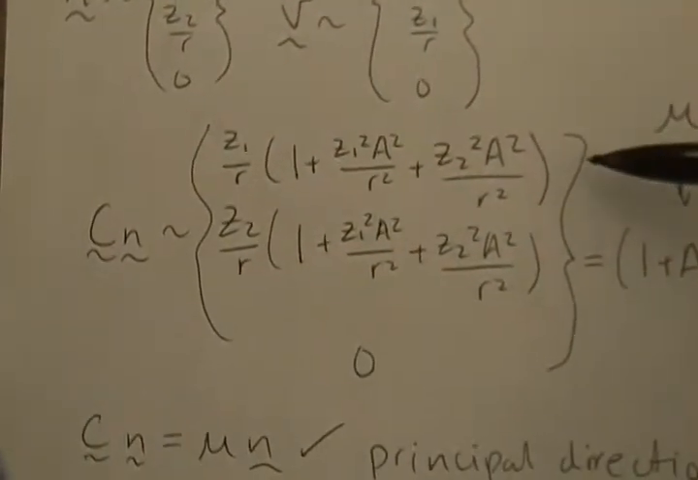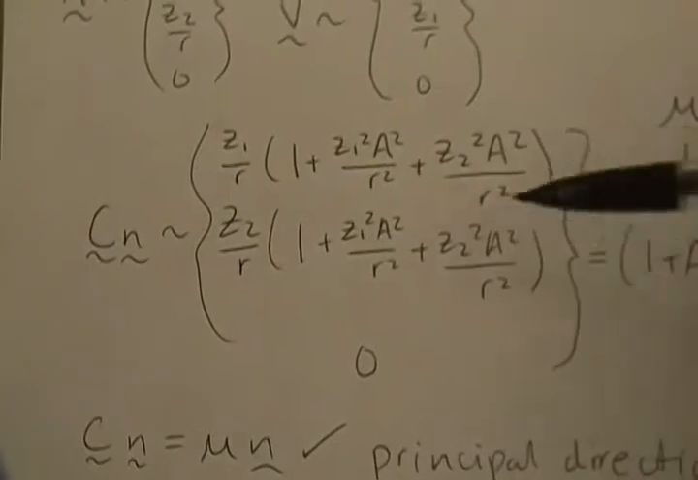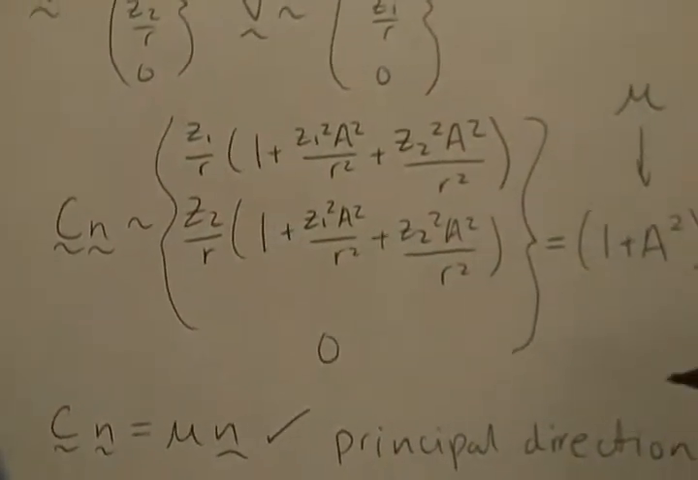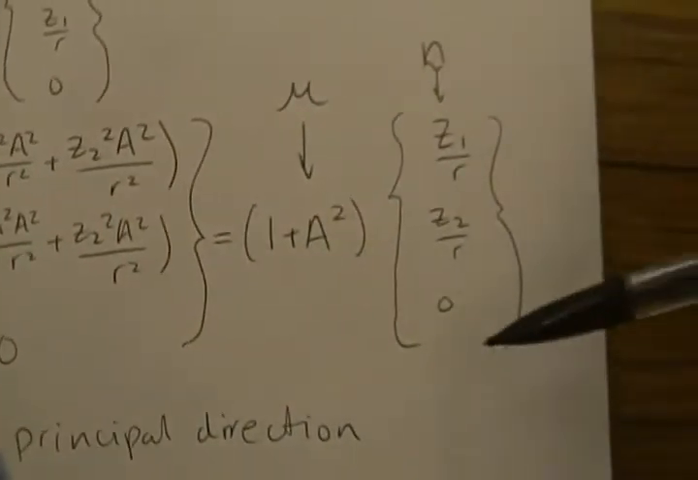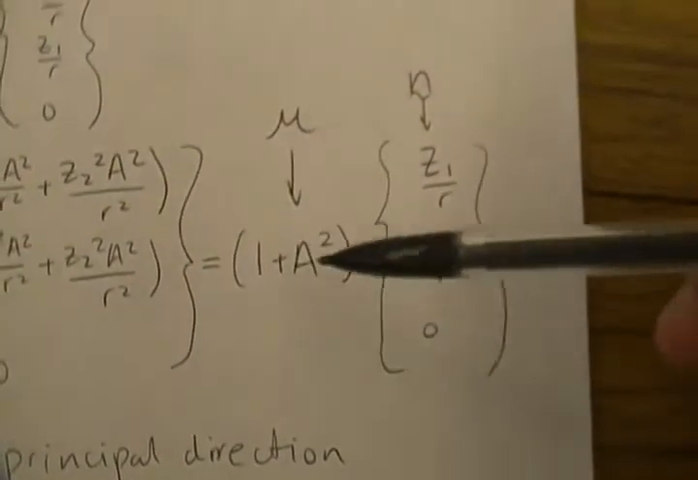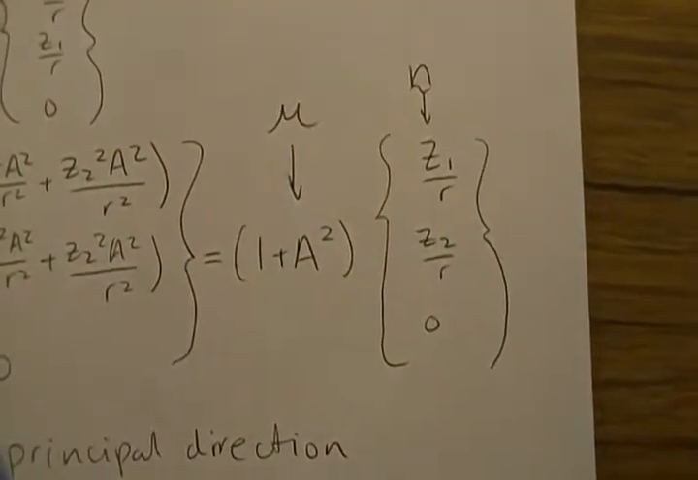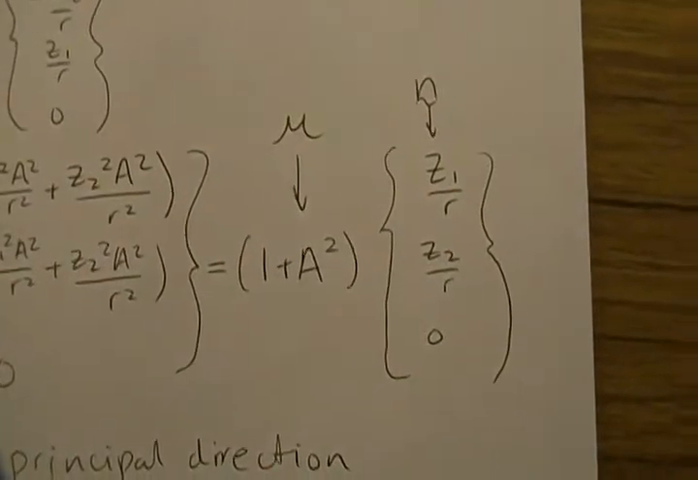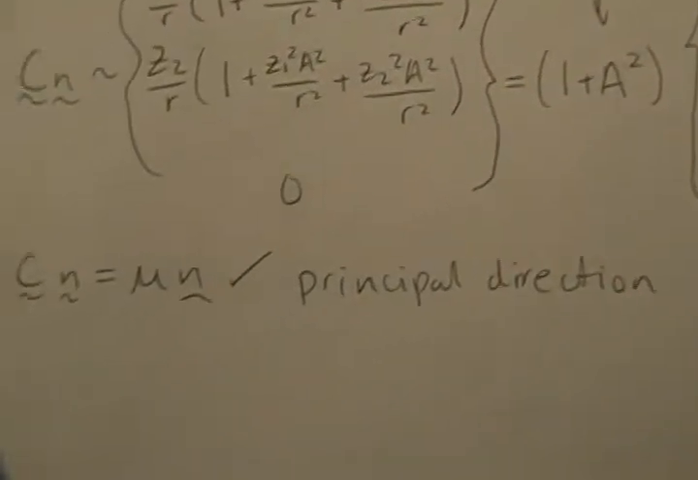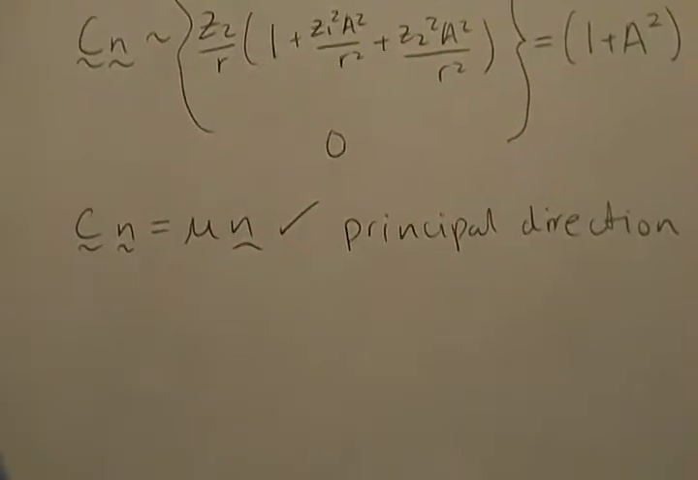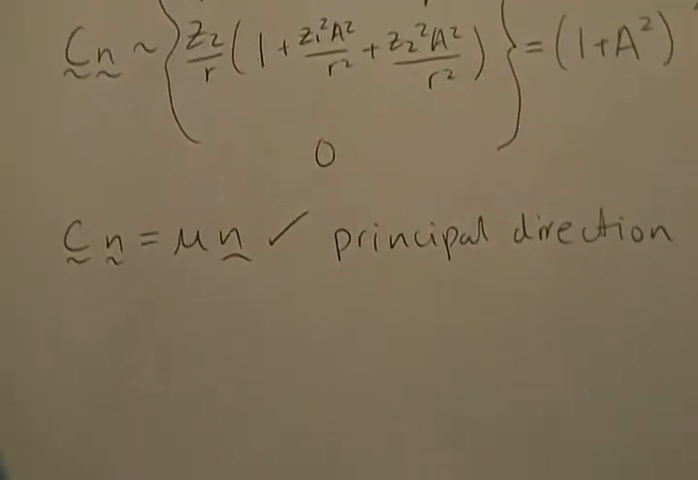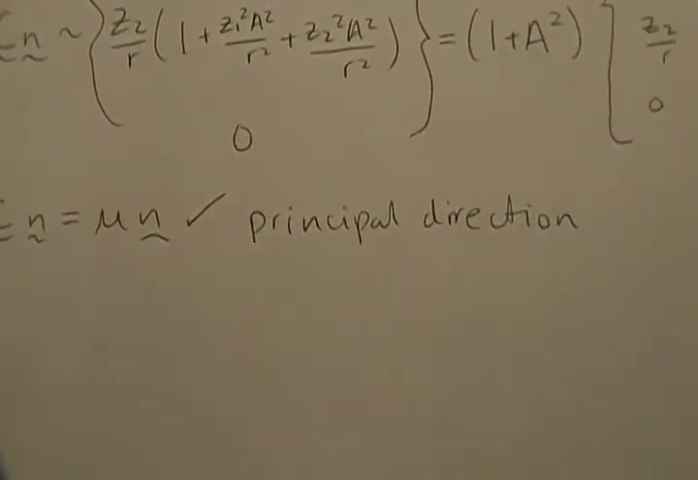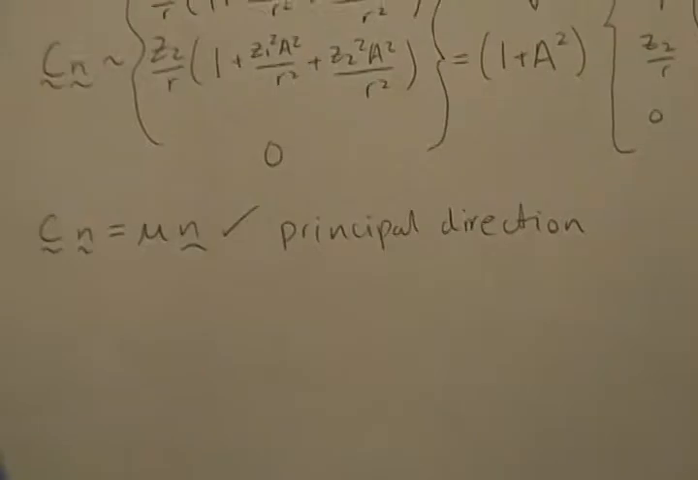So we end up with zeta 1 over r times 1 plus a squared and zeta 2 over r times 1 plus a squared. So we can pull that 1 plus a squared out, which is just an eigenvalue, times our vector n. So since C operating on n is equal to n times an eigenvalue, then n is in the principal direction.